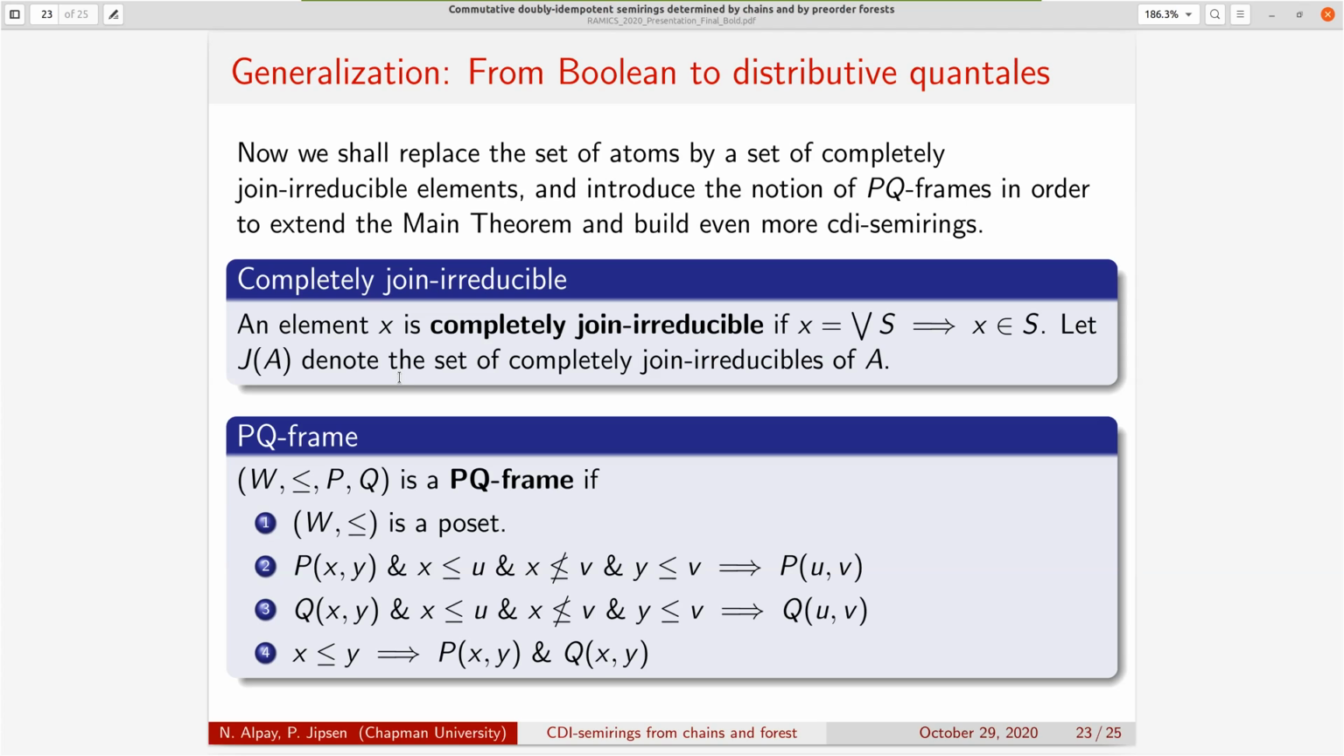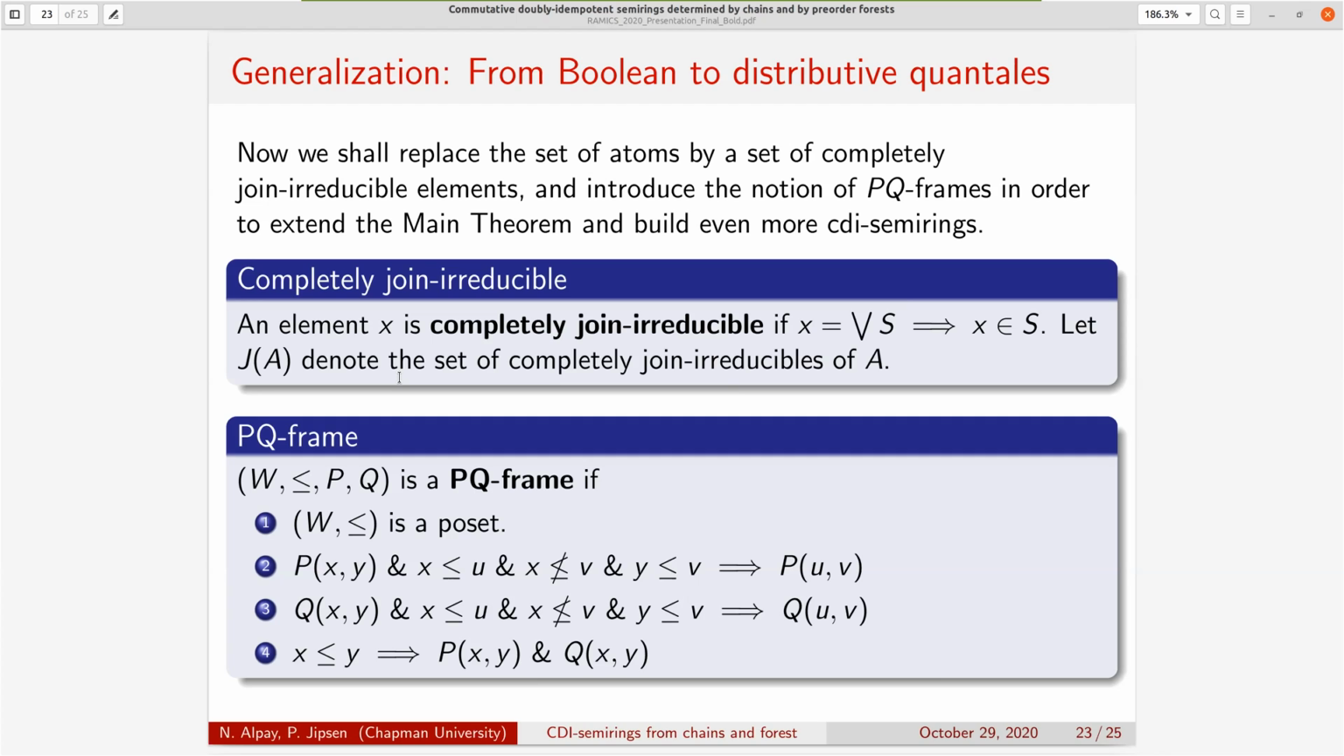And a PQ frame, (W, ≤, P, Q), is a PQ frame if (W, ≤) is a poset, and Pxy and x less or equal to u, and x not less or equal to v, and y less or equal to v, implies Puv. Then we have a respective equation for Q, and x less or equal to y implies Pxy and Qxy.